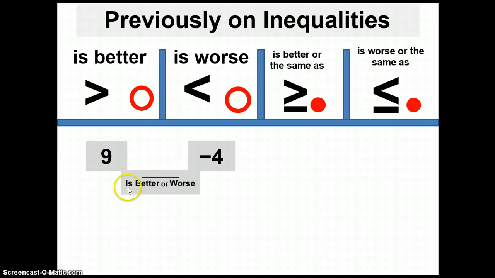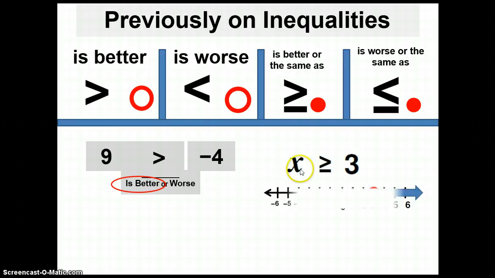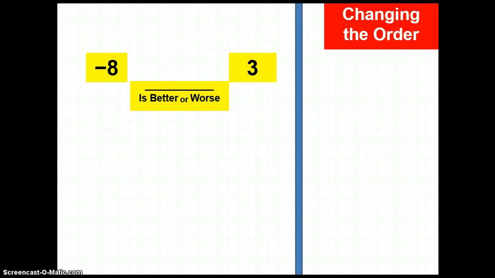Remember we went over comparing numbers. Is 9 better or worse than -4? Or is 9 good decisions better or worse than 4 bad decisions? Better, right? And we also reviewed how to graph in the last video. So today we're going to continue on going over something: changing order. Does changing the order change the statement?